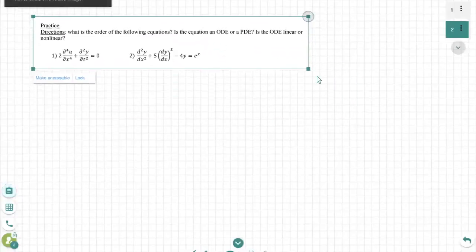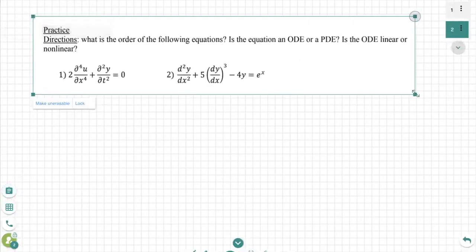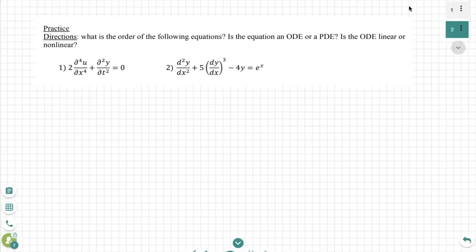Okay, so what do you think about these ones? The order is based on the highest derivative. Yeah, it's the highest derivative in the equation. So this would be fourth order. And is it linear or nonlinear? I think it's linear. Yeah, should be linear. All the derivatives are separated. There are no other dependent variables that go along. Linear.